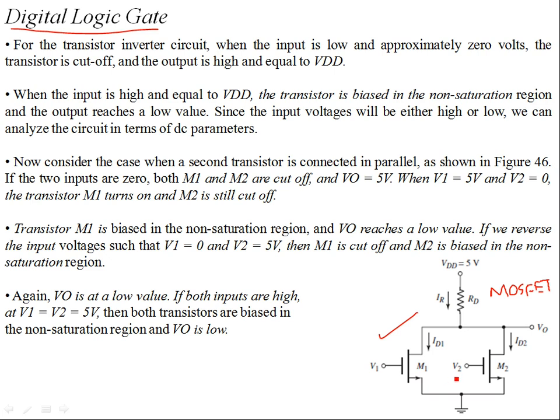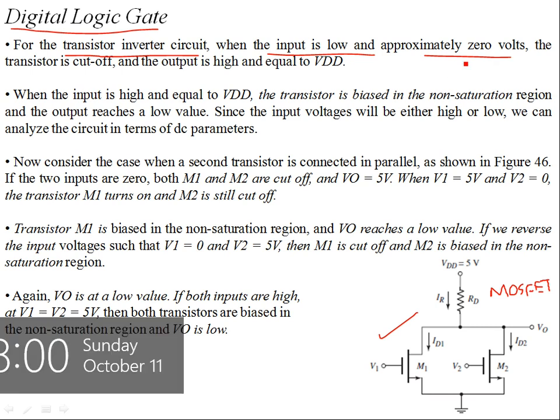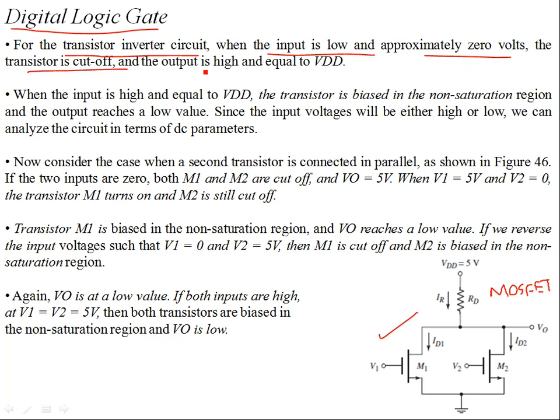So this is a two input logic gate, and the configuration is such that we have two inverter circuits, M1 M2 NMOS transistors, which are performing a certain logic function. So let's determine what this logic function is. Now, to understand this, for the transistor inverter circuit, when the input is low, approximately 0 volts, then both the transistors are in cutoff. So that means the output voltage is high and becomes equal to VDD.